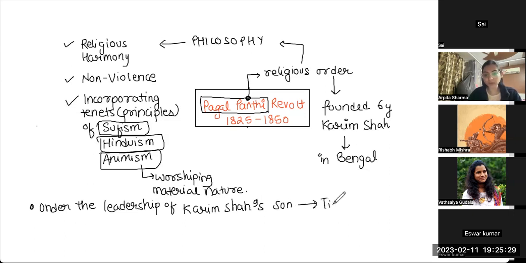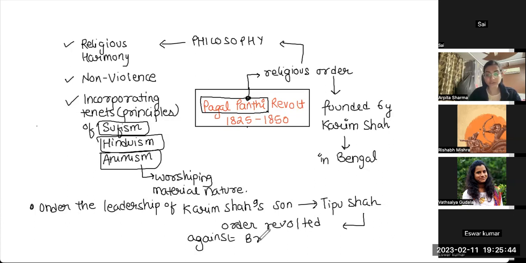under the leadership of Karim Shah's son, Tipu Shah, not Tipu Sultan, Tipu Shah, the Pagalpanthi order revolted against the British government. Now here you have to remember one important point. This Pagalpanthi religious order was created by Karim Shah, but the revolt was done by Tipu Shah.